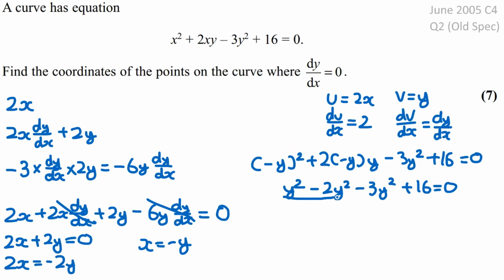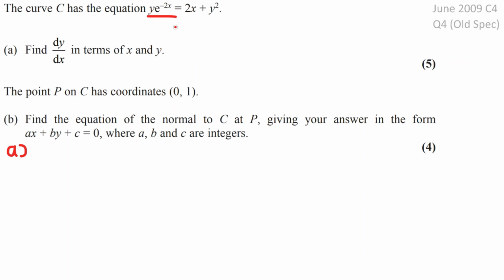So let's do another exam question. We're told that a curve has this equation here, and we need to find dy/dx in terms of x and y. So we're going to have to differentiate, and there's no way to rearrange this in terms of y. So we're going to have to differentiate implicitly. So we have to differentiate both sides. Let's start with this side here, which is one term, y e to the power of minus 2x. We're going to have to use the product rule because we've got two functions multiplied together.